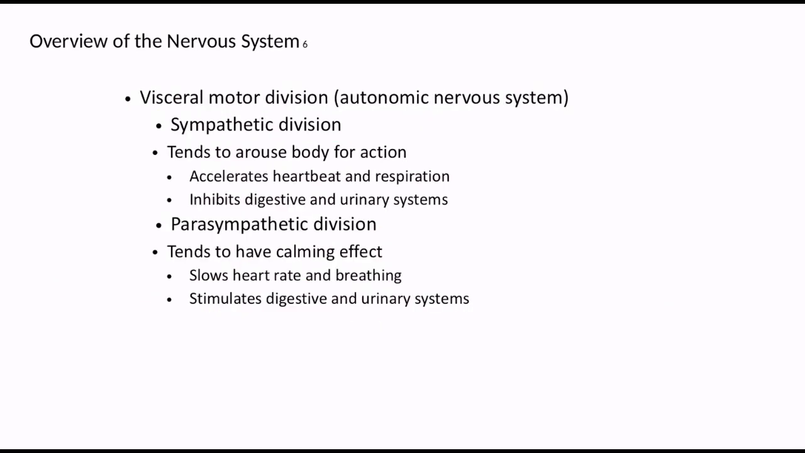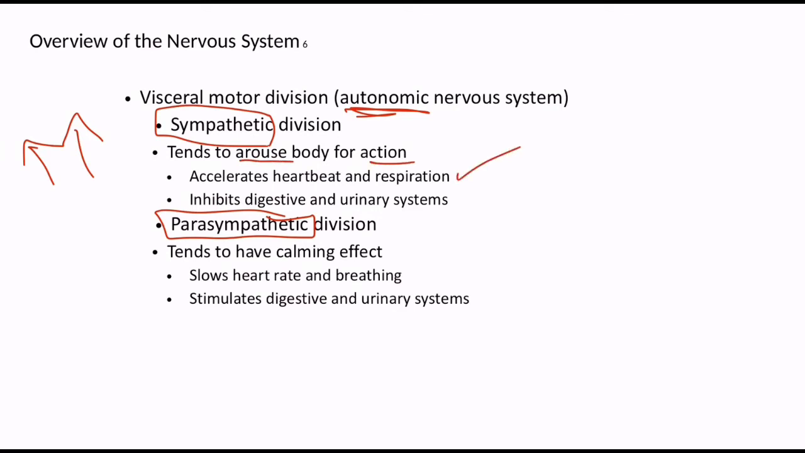So the visceral motor division, or the autonomic, somewhat kind of automatic in a way, nervous system, is even divided a little more. So that's the sympathetic and the parasympathetic nervous system divisions. So the sympathetic is about excitement. It's kind of the yang of it all. So it's going to arouse the body, wake you up, get you ready for action. Things like breathing and heartbeat jump up. Things like digestion and having to use the restroom tend to go down.